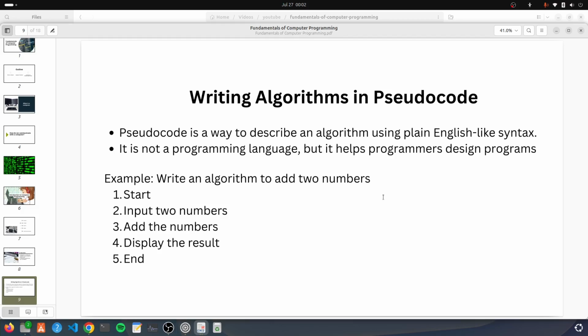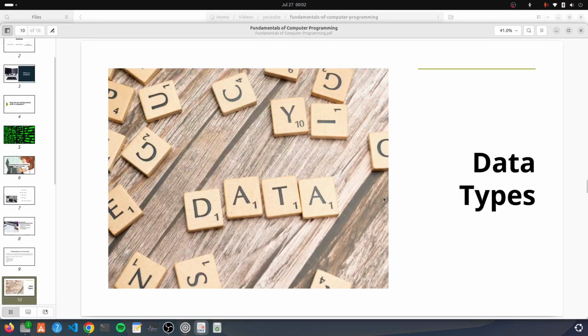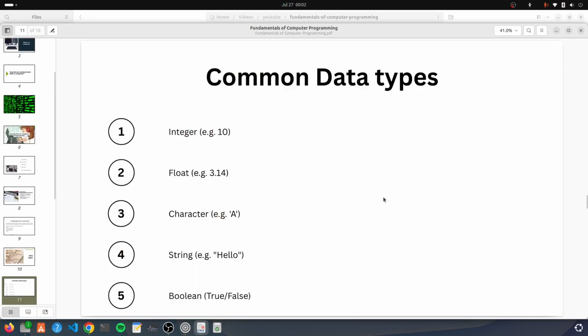Let's move to the world of data types. Data types simply refers to the different forms of data that are input into the computer system. The data can come in the form of an integer, a float, a character, a string, and then a boolean. There are a lot of them. Integers are simply positive or negative whole numbers, including 0.